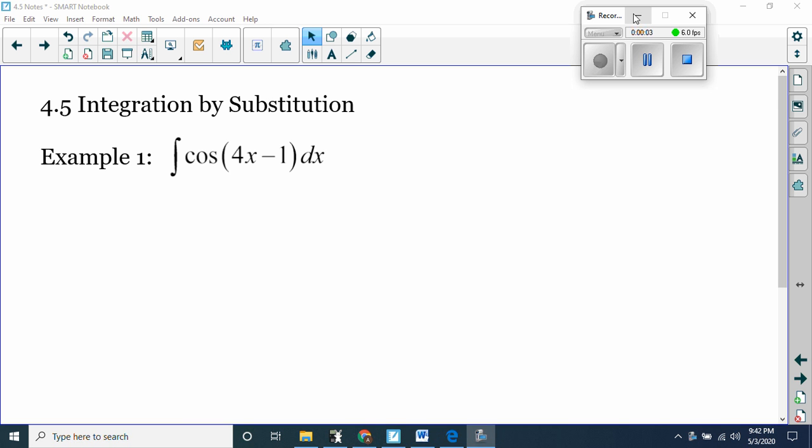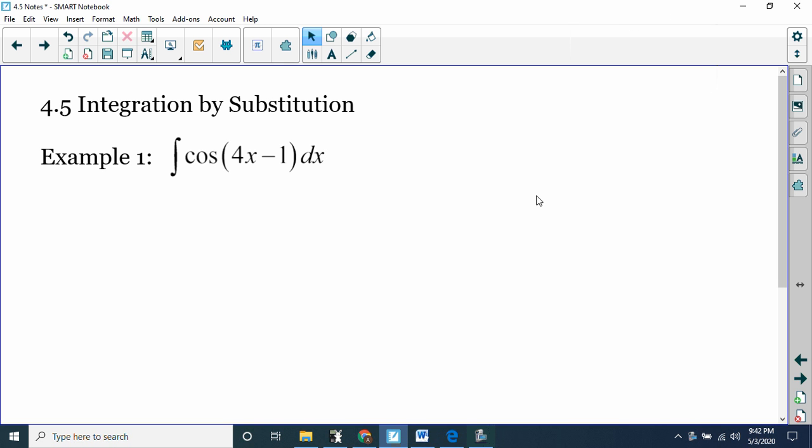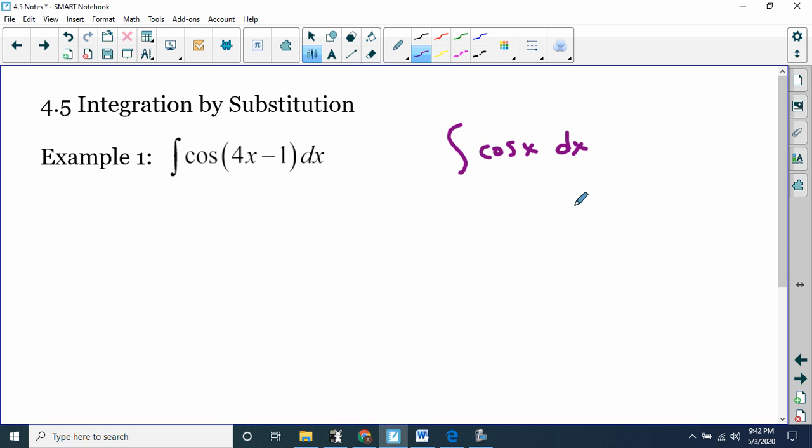Section 4.5 is on integration by substitution. The first one here is asking us to integrate the cosine of 4x minus 1 dx. So we know how to integrate cosine x. If it were cosine x, we would just be able to integrate it.